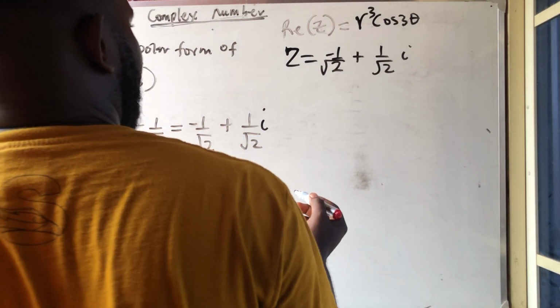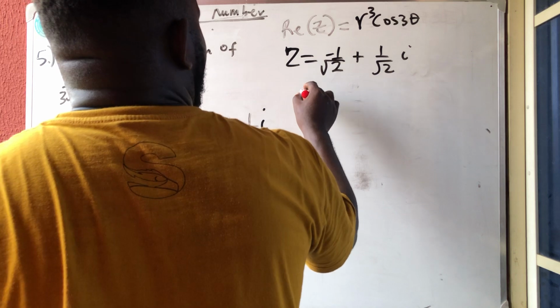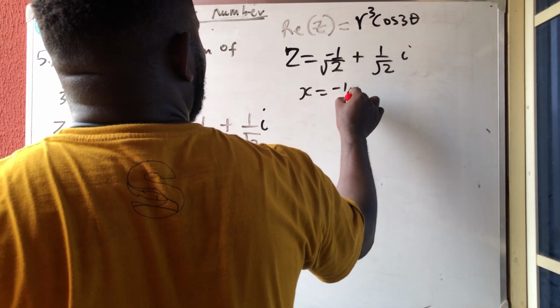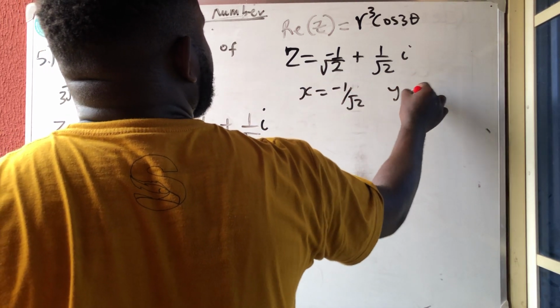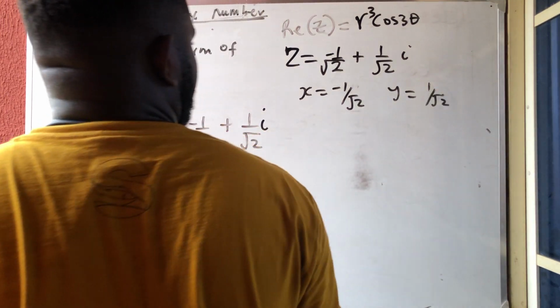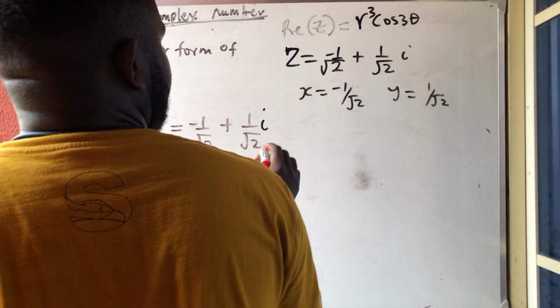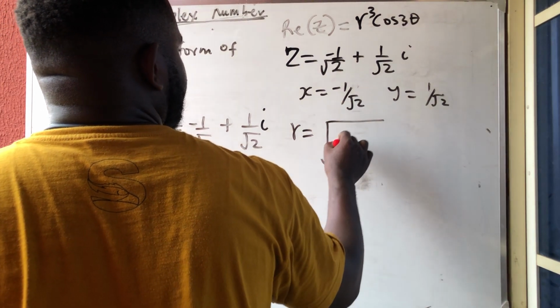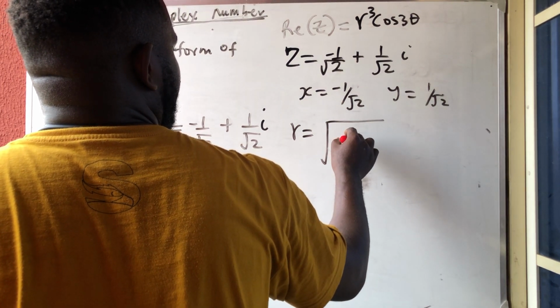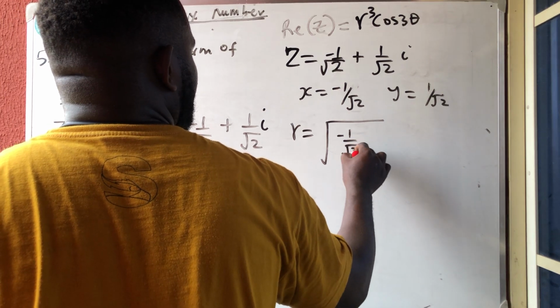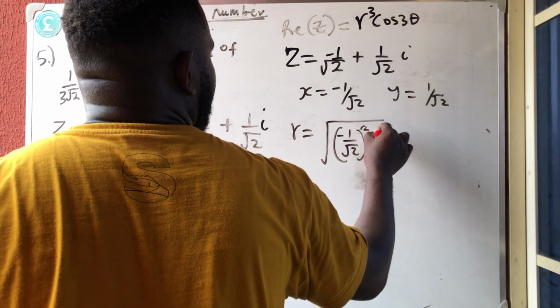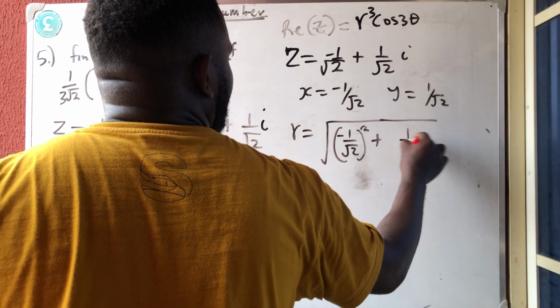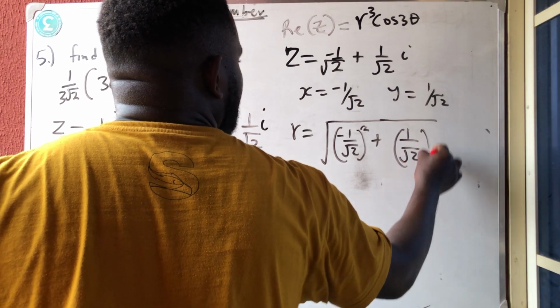So what do we have? We have that our x is equal to minus 1 over root 2 and our y is equal to 1 over root 2. Okay, our radius r is equal to what? The square root of minus 1 over root 2 all squared plus 1 over root 2 all squared.